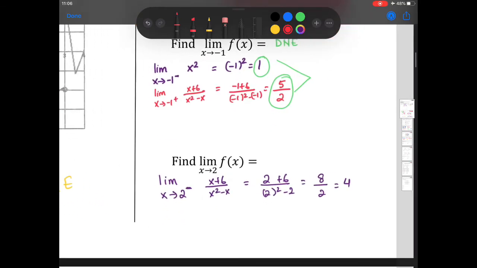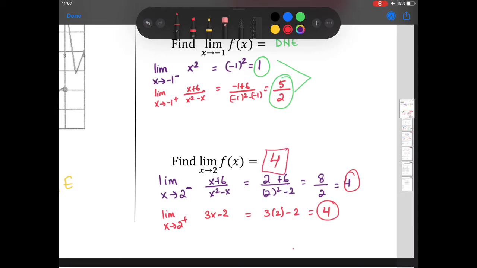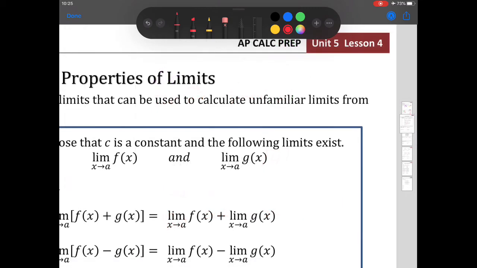Let's try the next one, 3x minus 2 from the right. That's the graph from the right. 3x minus 2, I'm going to substitute in 3 times 2 minus 2, which is 6 minus 2, which is 4. So look here, your limit is the same from the left and the right. So the limit exists, and it is 4. So that's your final. Let's get started with the lesson.